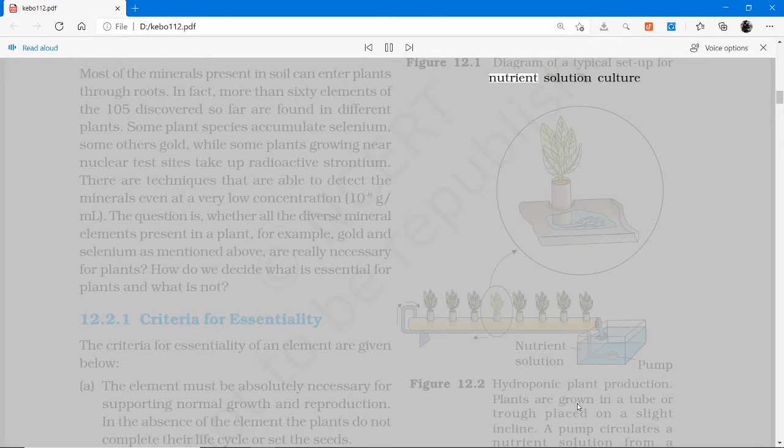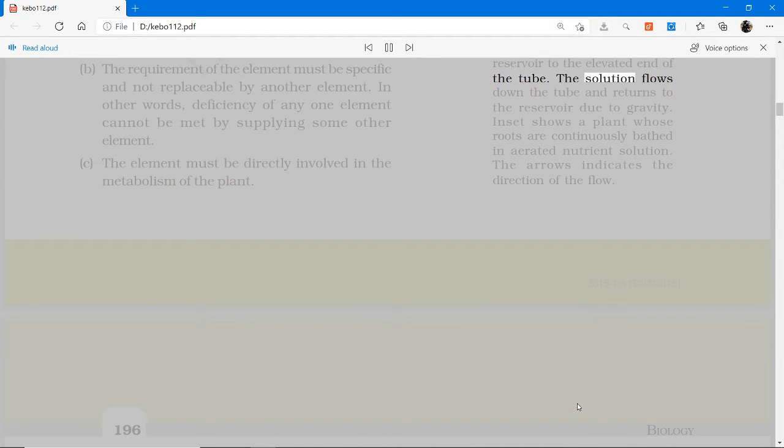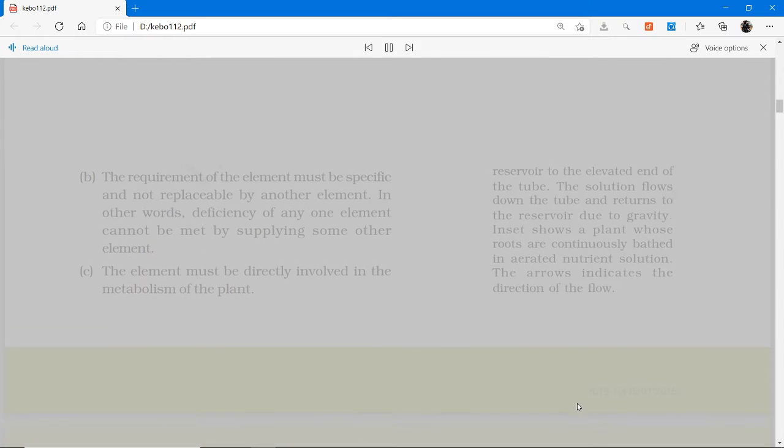Figure 12.1 Diagram of a typical setup for nutrient solution culture. Figure 12.2 Hydroponic plant production. Plants are grown in a tube or trough placed on a slight incline. A pump circulates a nutrient solution from a reservoir to the elevated end of the tube. The solution flows down the tube and returns to the reservoir due to gravity. Inset shows a plant whose roots are continuously bathed in aerated nutrient solution. The arrows indicate the direction of the flow. Nutrient solution pump.